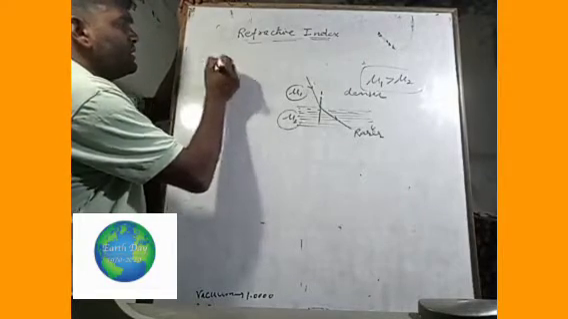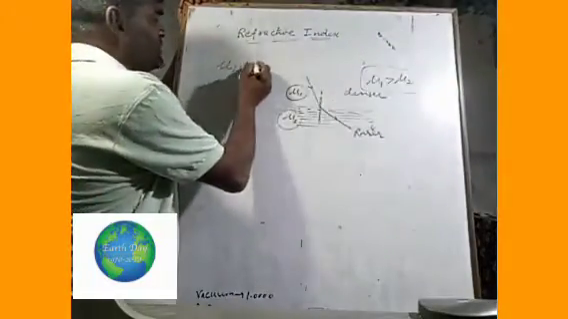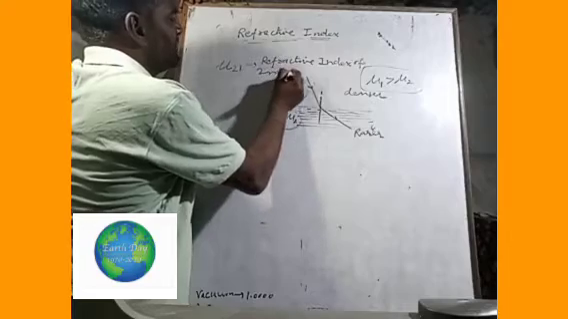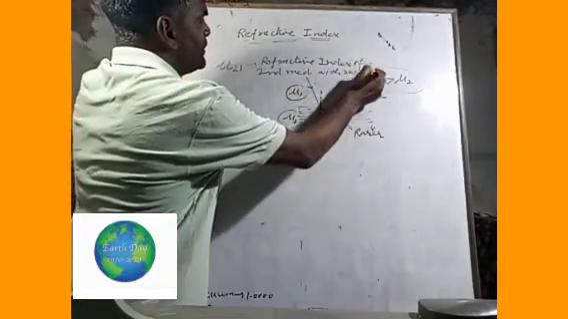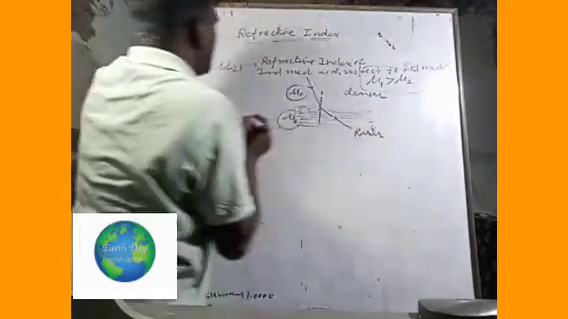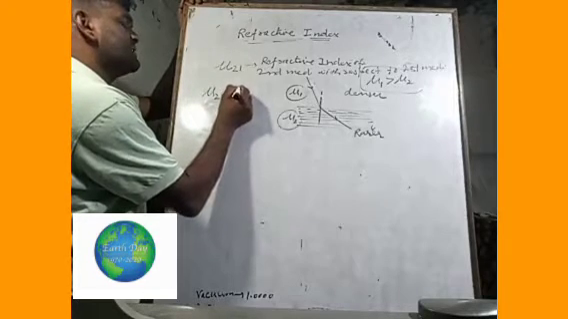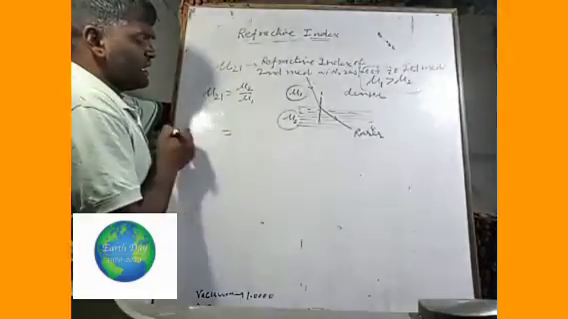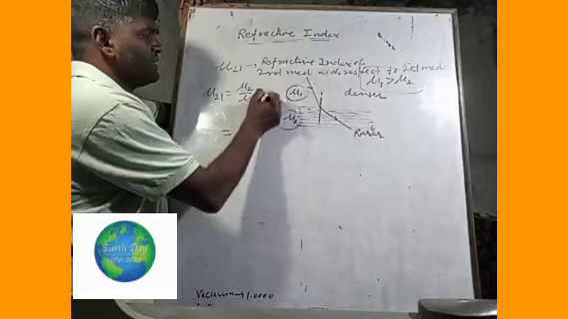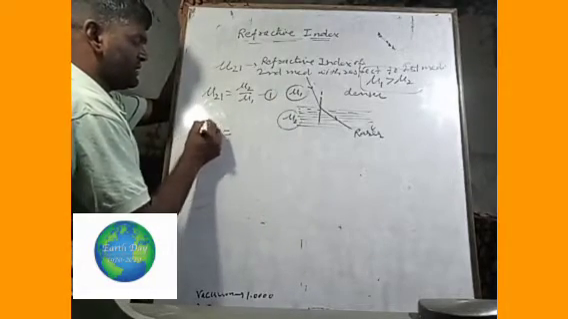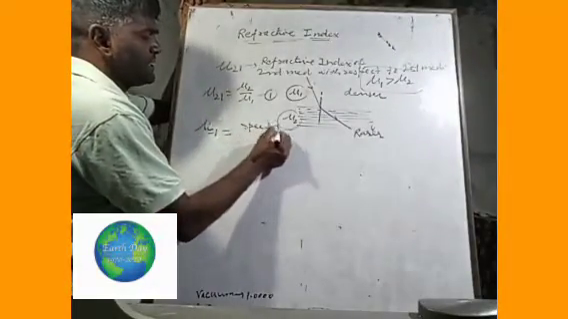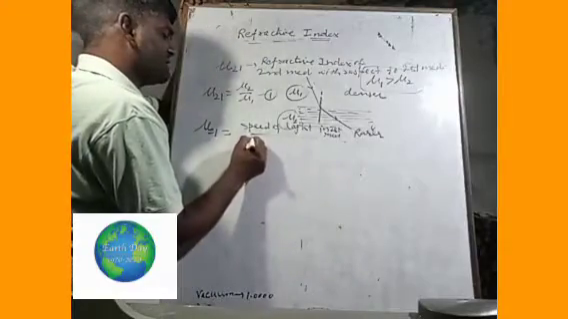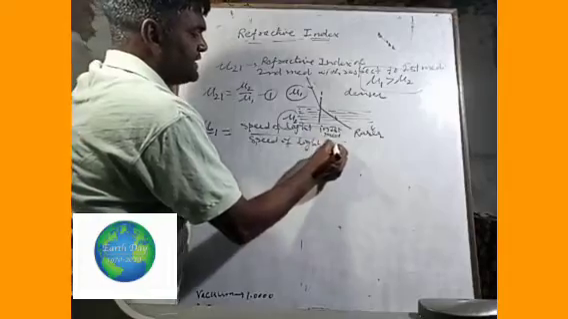So we can write mu21. It stands for refractive index of second medium with respect to first medium. Dear student, this mu21 is given as mu2 by mu1. If this is equation 1, it can also be written in words as speed of light in first medium to speed of light in second medium.